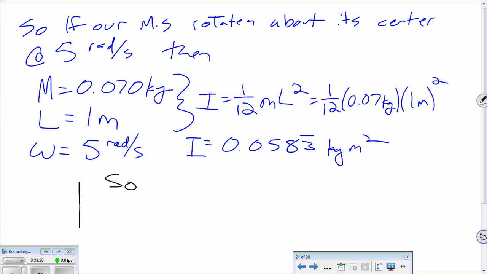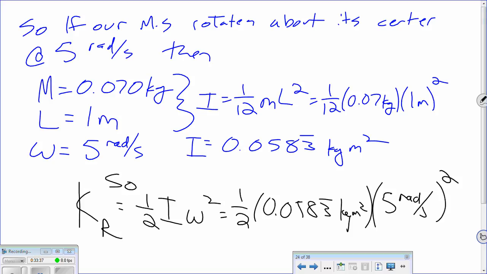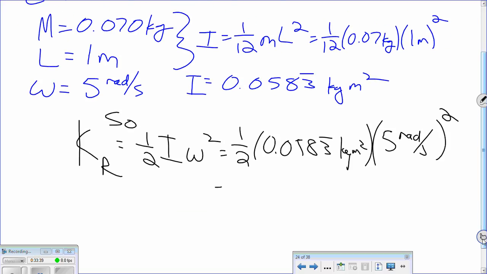So now we can find our kinetic energy rotationally, right? It's 1/2 I omega squared. So it's 1/2 times 0.0583 kilogram meters squared times 5 radians per second. Don't forget to square it. And that gives you 0.0729, and the units do work out. You get kilogram meters squared per second squared, which is joules.